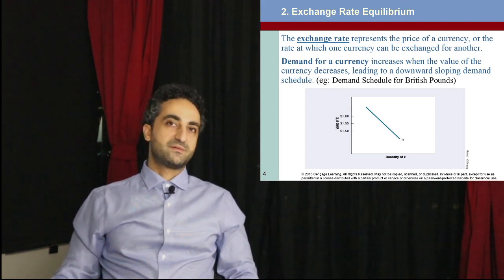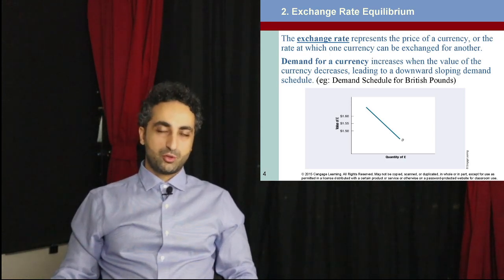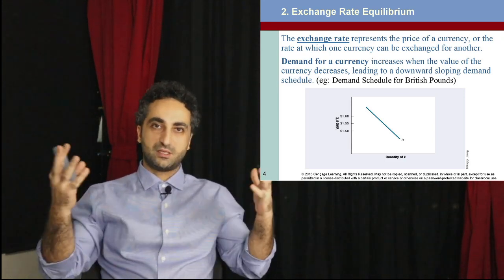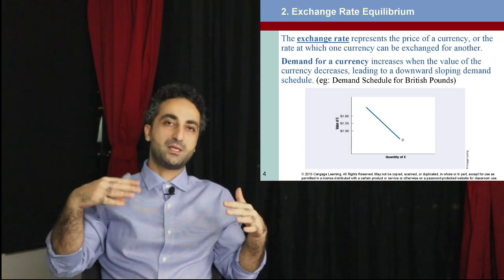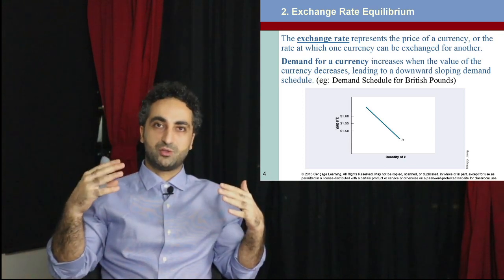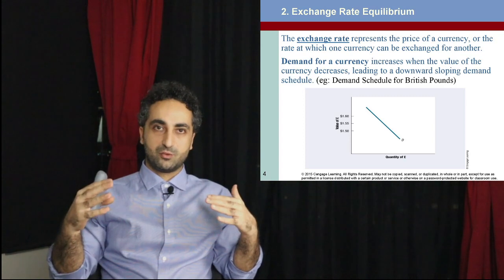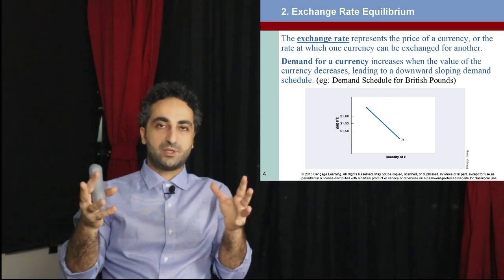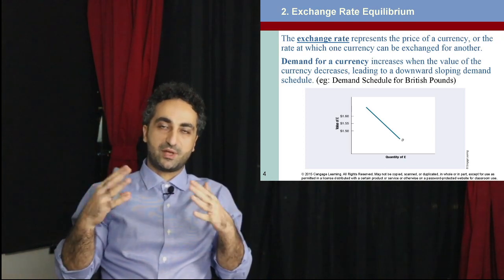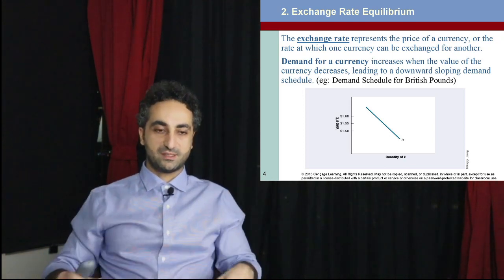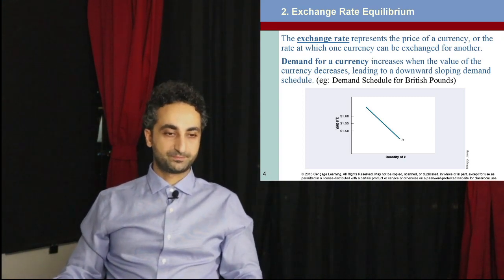Now let's focus on the supply. If you print more US dollars, supply increases, and people don't want it anymore. So when supply increases, the price will decrease, and vice versa. When you don't print, it becomes rare, so more people want it. So basically supply reacts in the opposite way to demand. First we will focus on the demand.